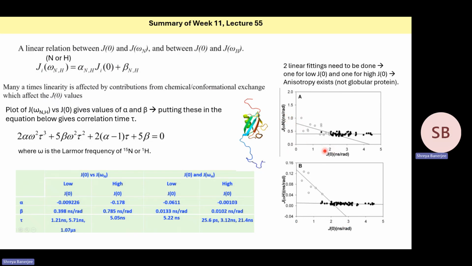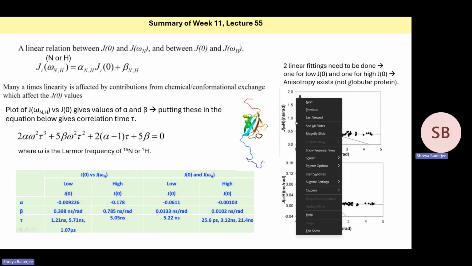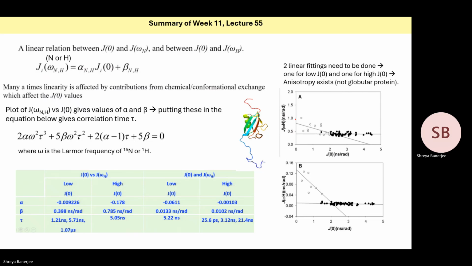Let us look at the first plot, which is J(0) versus J(ωN). In this first plot, at low J(0) values, this is the low J(0) value range. There is one kind of linear fitting graph. From the linear fitting graph, the slope will give you alpha, and the intercept will give you beta. You can see the values of alpha and beta.